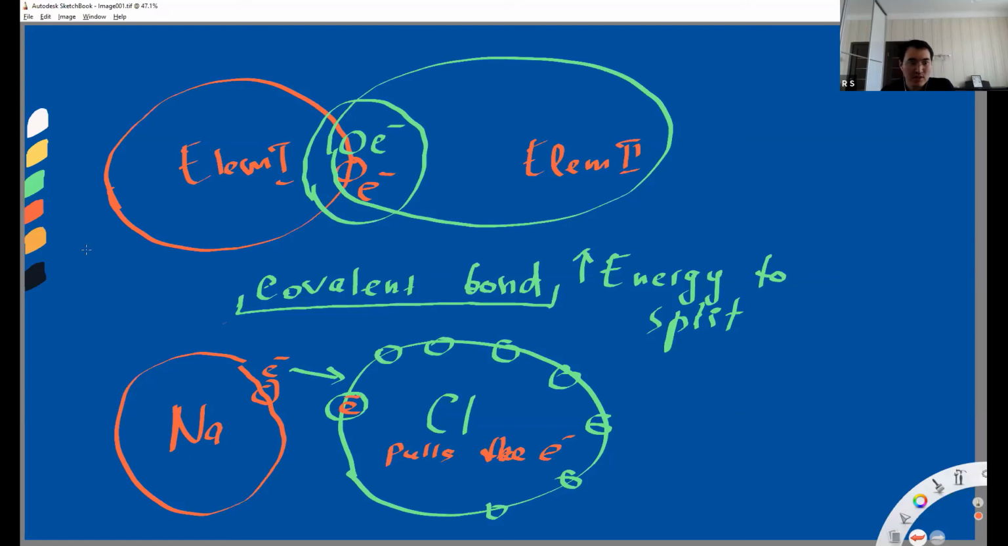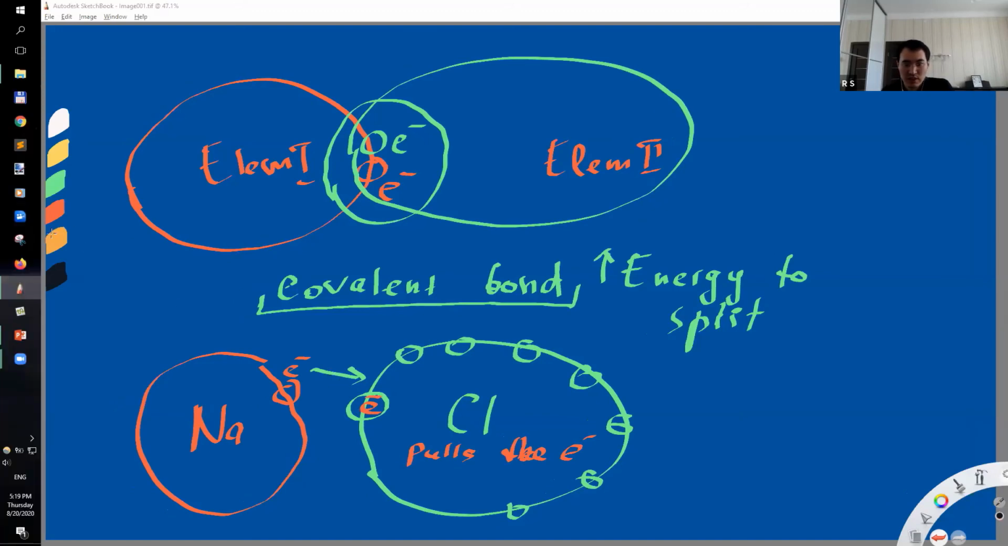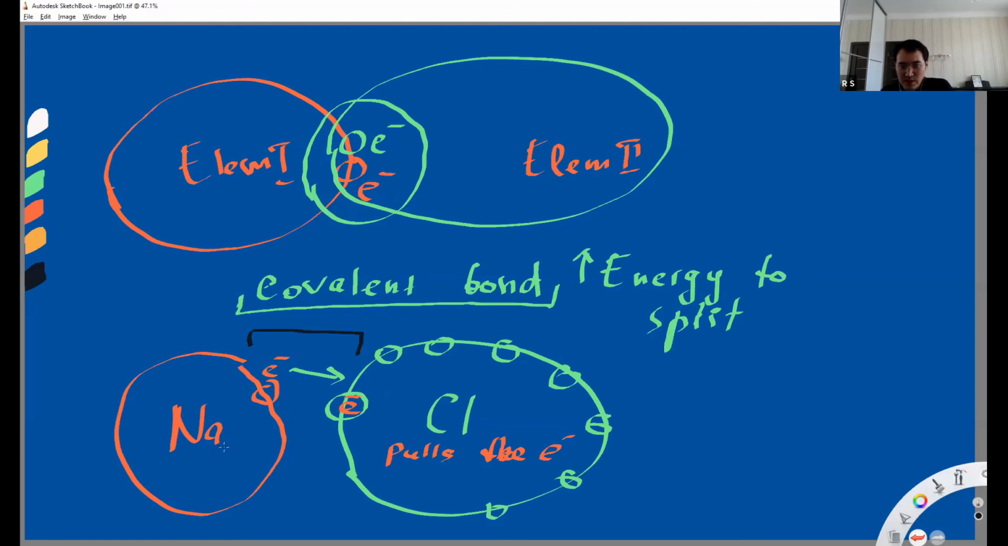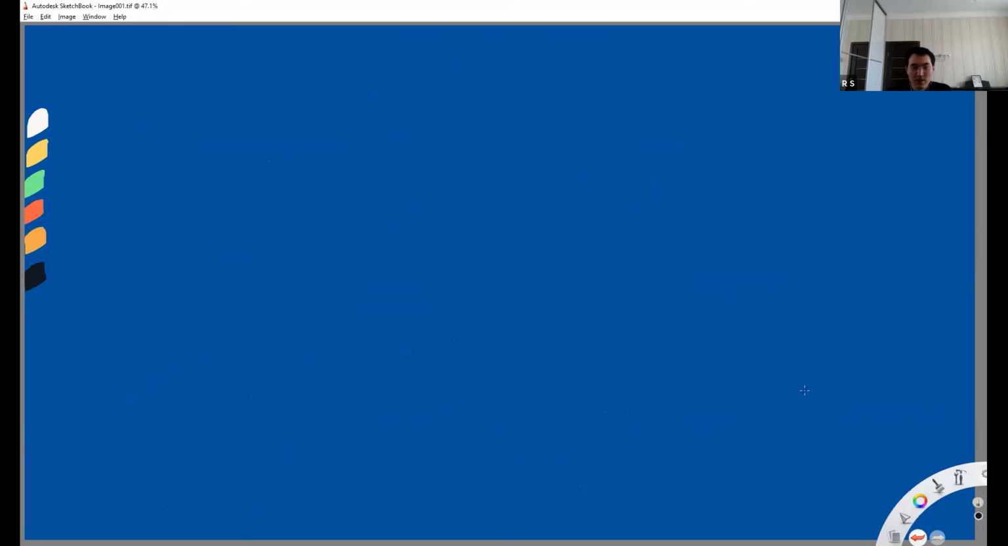This bond, when something pulls something else, is called ionic. We don't have to apply a lot of energy, so let's call it moderate energy to split. And this energy might come from the hydrogen bonds, and I will tell you more about that. Now I'm going to clean the screen, and next we switch to the hydrogen bonds.